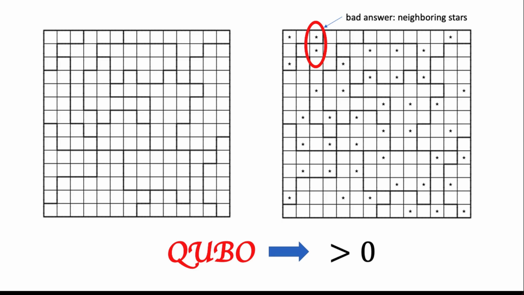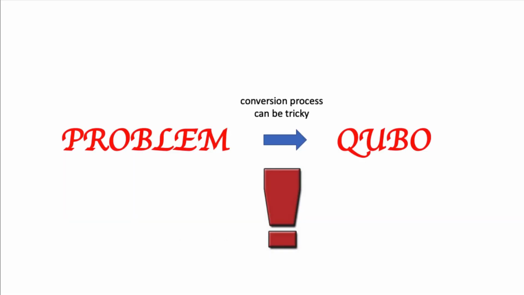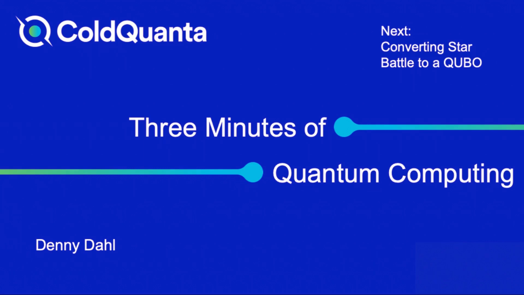A quick comment. Although a QUBO is a simple thing, building one to capture a problem like this may not be easy. And it may not feel like you are making forward progress because you are converting one problem into another problem. But with practice, you'll see that there are many techniques for building QUBOs. And once you have a QUBO, you are well on your way to being able to run your problem on a quantum computer. Next week, I'll construct the QUBO for StarBattle and we'll start running it on real quantum computers.